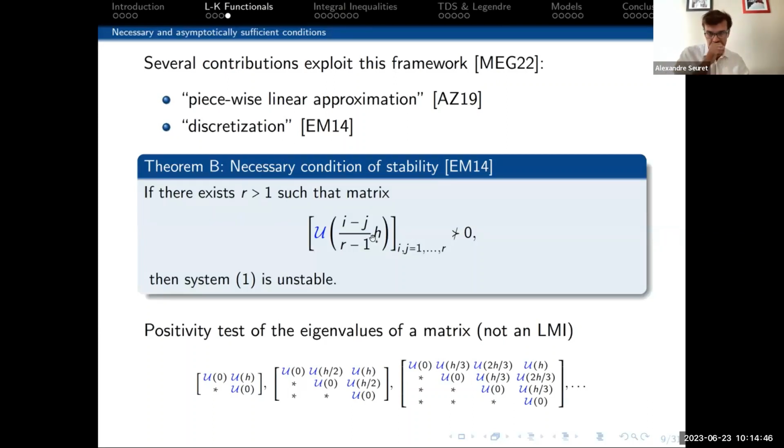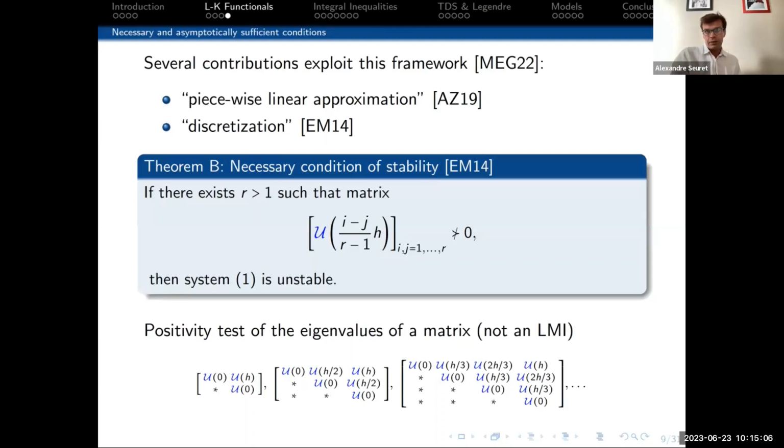And how does it work? So you compute this matrix. And I give some examples for R equal 1, 2, and 3 of how to build this matrix. And you just have to check the eigenvalues of this matrix to verify if the system is unstable or not.